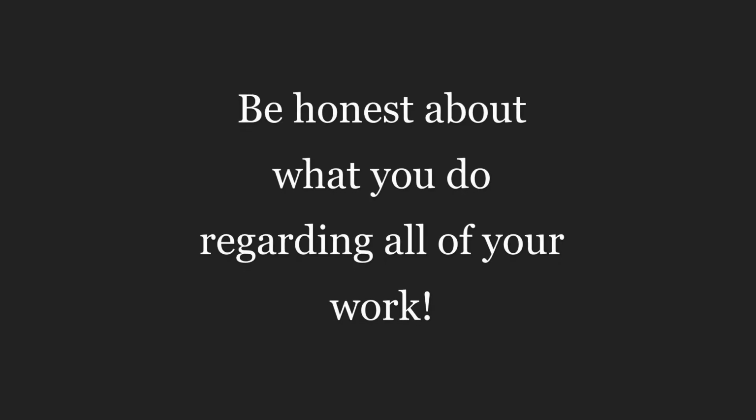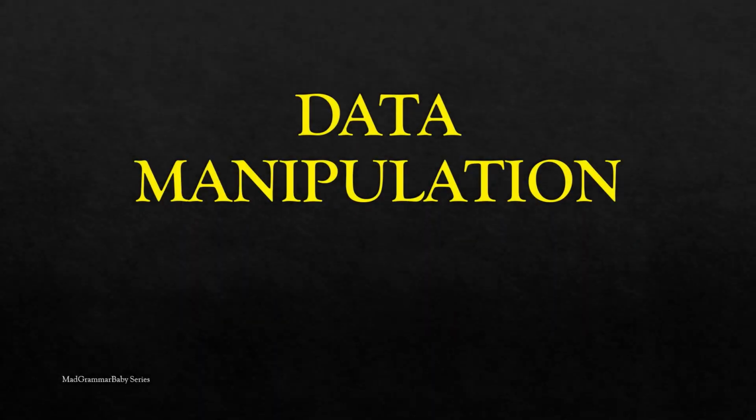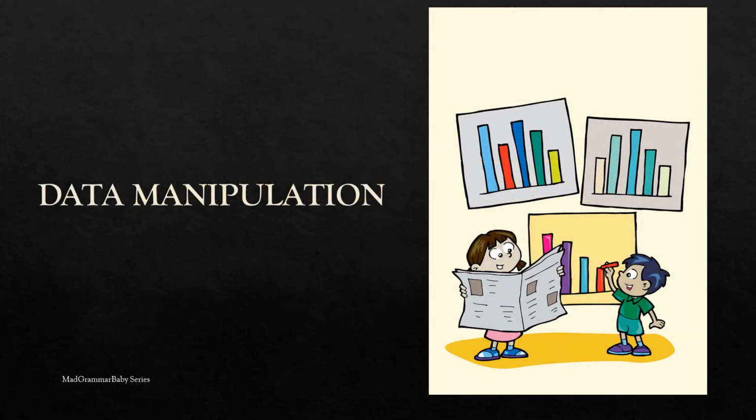Here's our last example of academic dishonesty: data manipulation. If you have conducted an experiment and the data does not come out as you expected, you cannot go and manipulate or change the data to reflect what you had hoped. That's really dishonest. It's a kind of cheating.